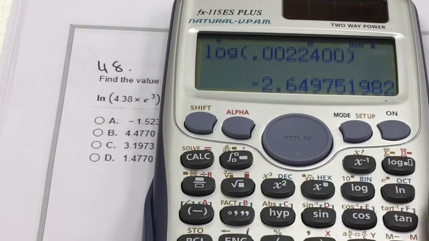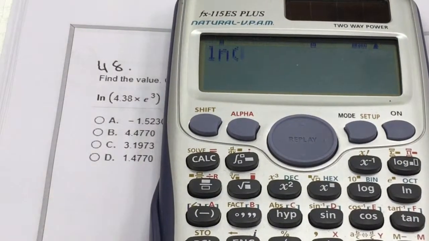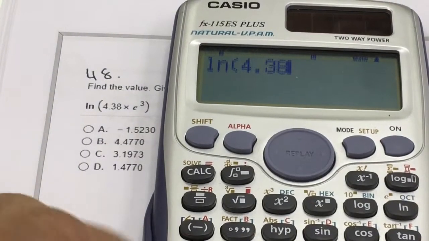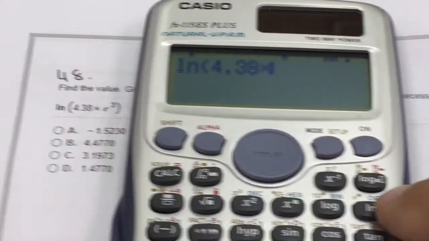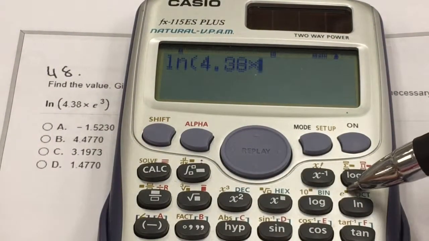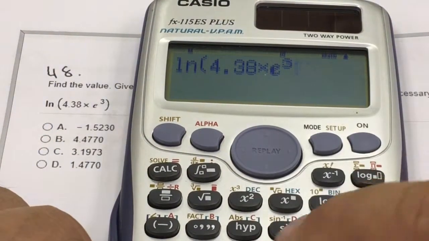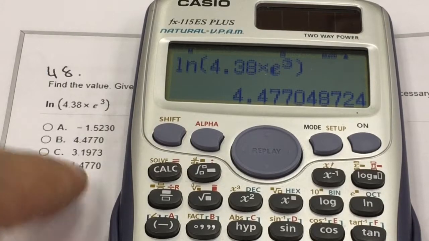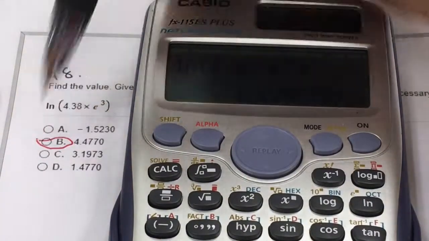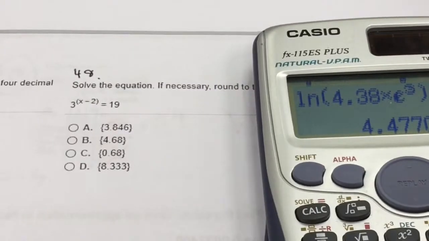Hit the ln button right over here on the right. I'm going to type that in just like it looks: 4.38 times e. E is shift ln. I hope you can see it. It's a really light colored gold. Shift ln gives me e to the third. Right arrow, close parentheses, hit equals, and it's going to give me a big decimal, 4.47. That is choice B. I like these calculator keying problems.